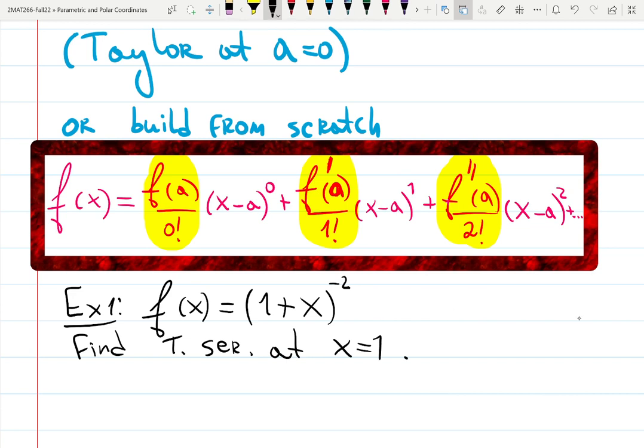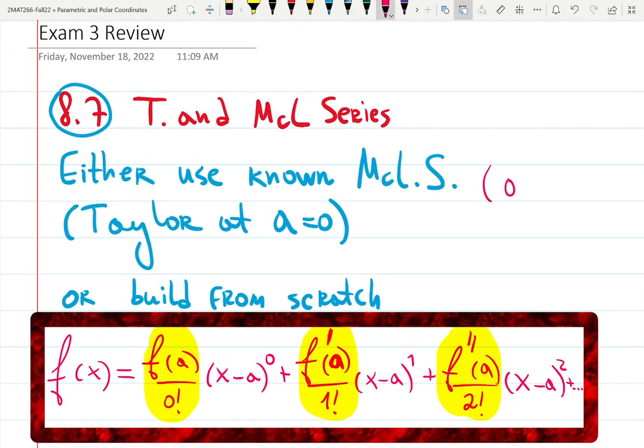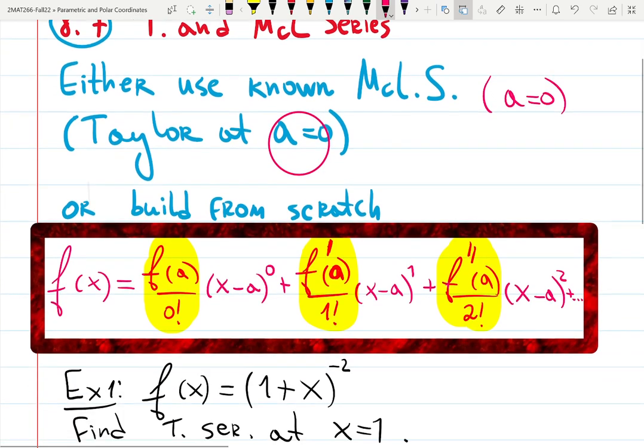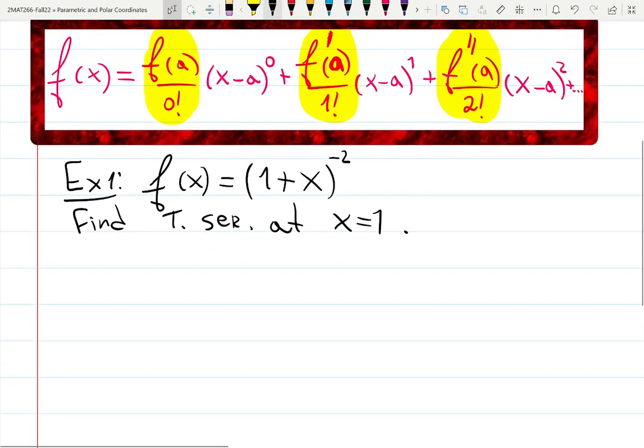Either you use the known series, but the known series, which are Maclaurin series, only work for a equals 0. That's what they call Maclaurin series. They're Taylor series at 0. And sometimes even they don't help. Then you have to build it from scratch. You're going to do it this way.